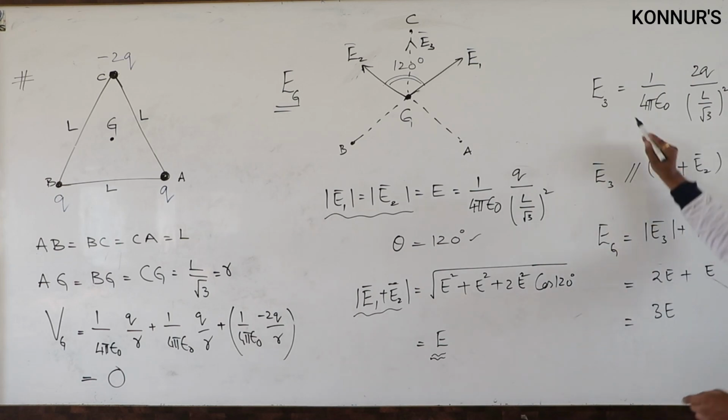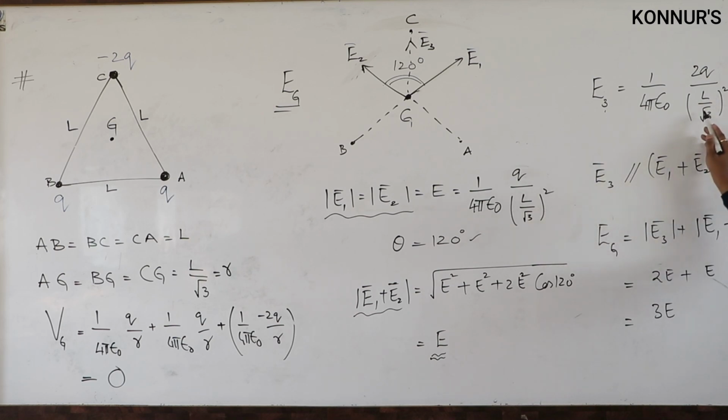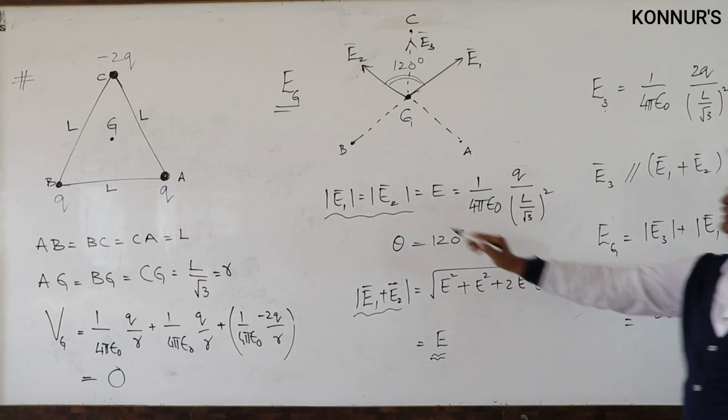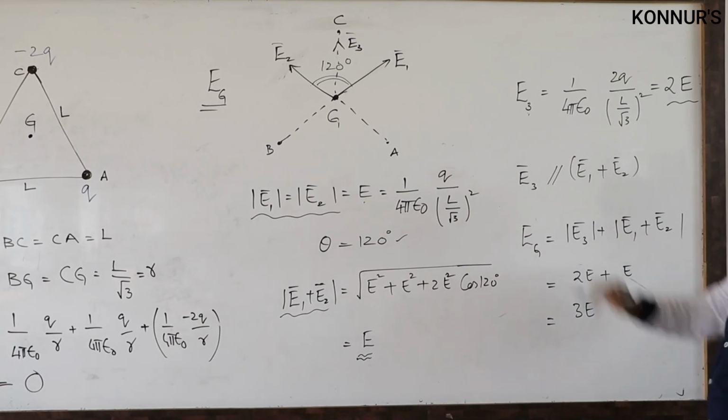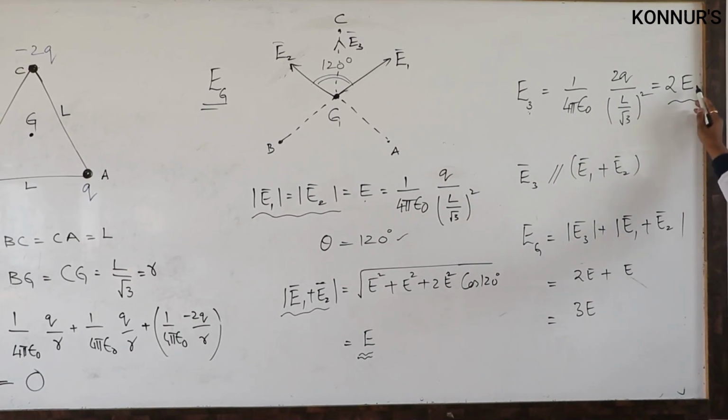And now look here about E3. This is E3 due to the charge minus 2q. Once again, 1 by 4 pi epsilon naught, the charge is 2q and L by root 3 whole square. The difference between these two terms you will see: this is the q term and this is the 2q term. Therefore, E3 is nothing but 2E. If I take the magnitude of E1 and E2 as E, the magnitude of E3 bar will be 2E.